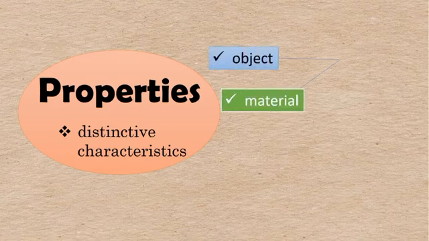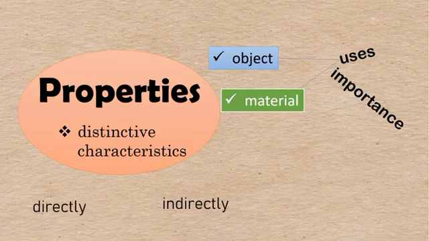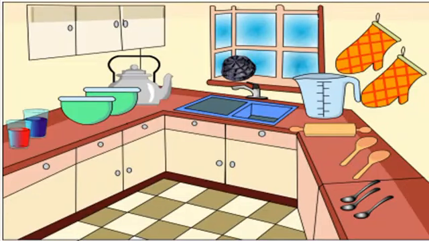These properties of materials determine their uses and importance. These properties may be observed directly or indirectly. Go to your kitchen. Observe the materials found in the kitchen. Can you name some materials? Look at the picture. Can you tell the uses of each material found in the kitchen?